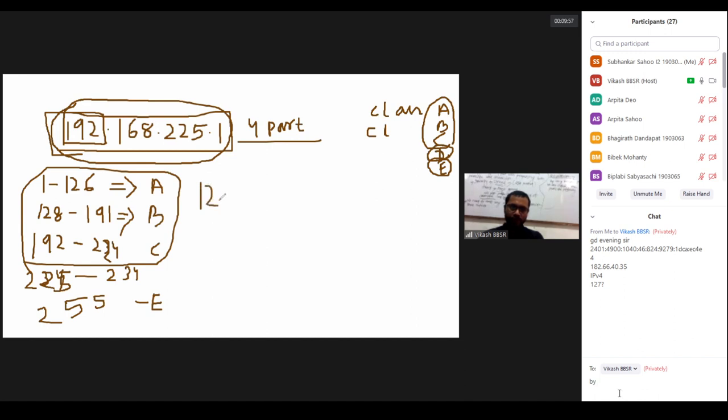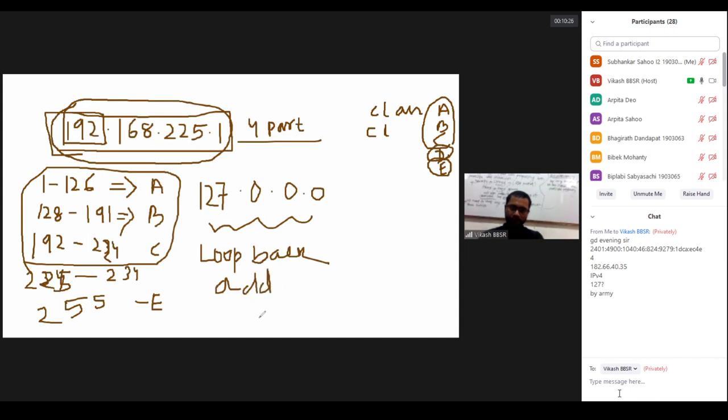Where is 127? 127 is used for a special purpose, that is called the loopback address. That is not given to anyone. There are so many concepts. If I explain what an IP address is, it will take five classes, so I cannot explain it in one class. So this is a loopback address, and it is not given to anyone. Clear?